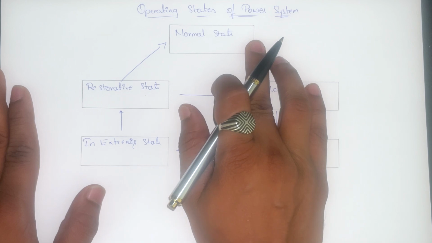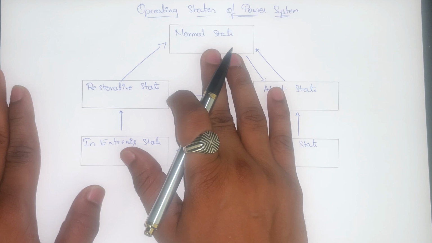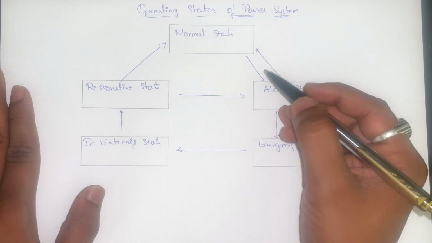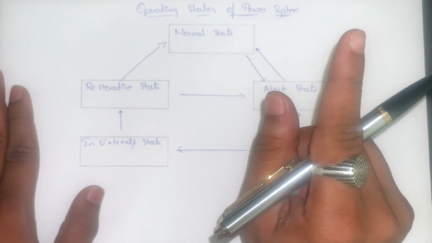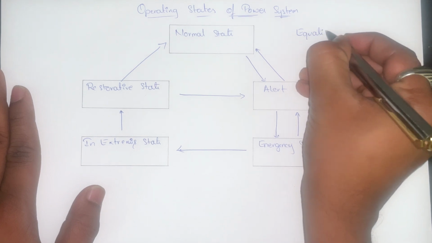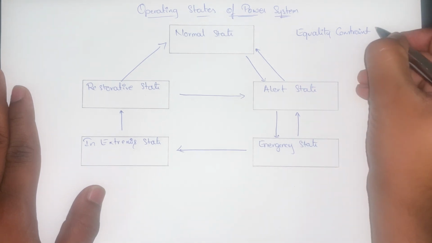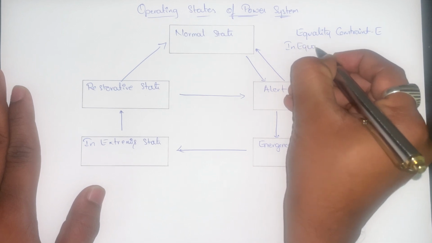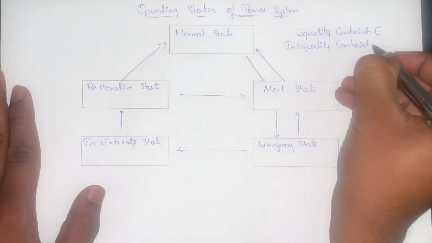First one is the normal state, the actual operating state, where the system is in a stable condition, where the equality constraints and the inequality constraints are satisfied. To know about the equality and inequality constraints, please click the link mentioned here. We can mark equality constraint as E and inequality constraint as I.